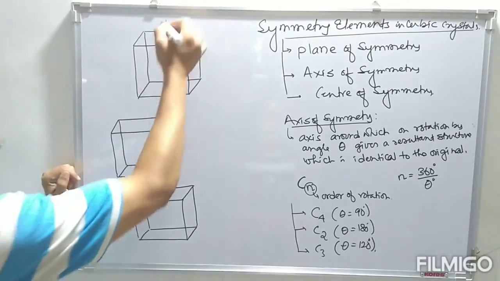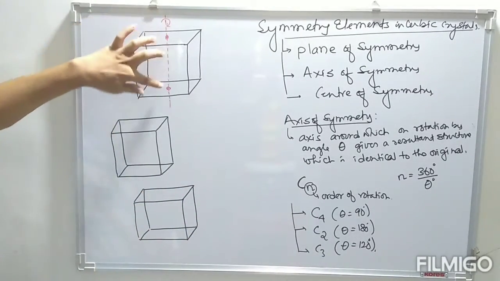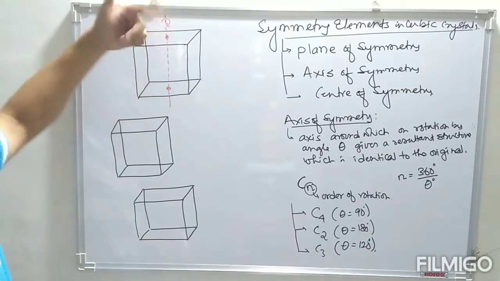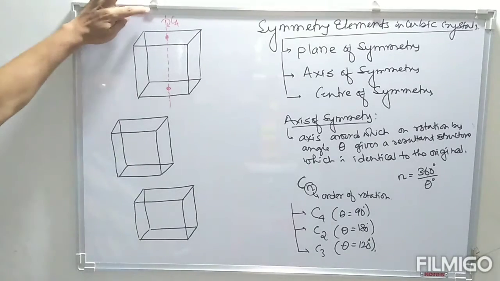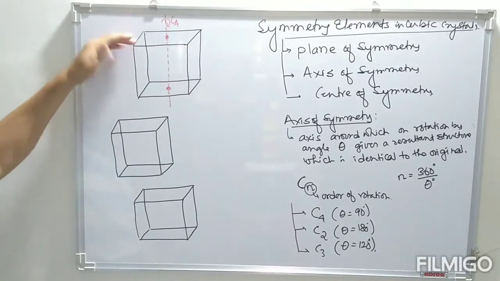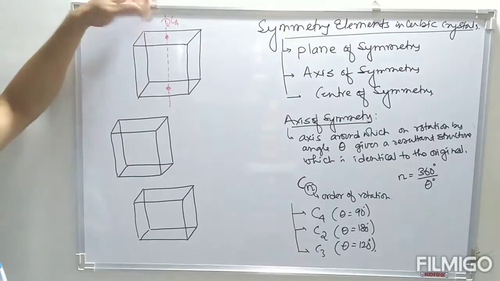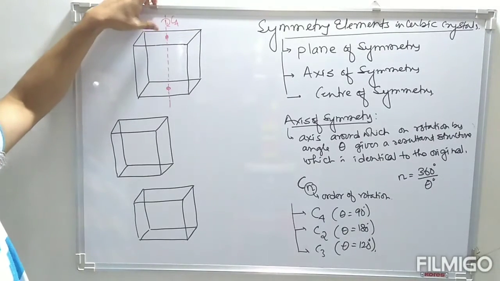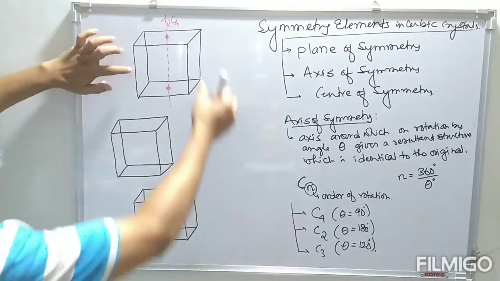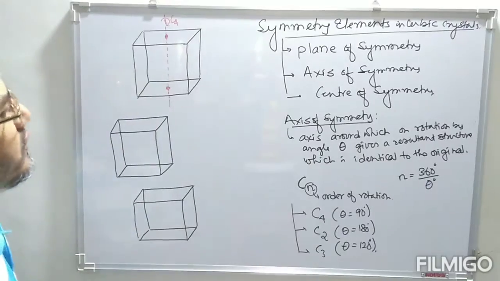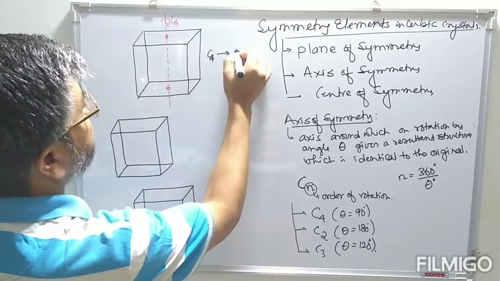Now we rotate around this axis by an angle of 90 degrees. This gives an identical structure which is exactly the same as the initial structure. The structure obtained after rotation and the structure before rotation are exactly identical. In a cube, we have 6 faces, so we have an axis passing through the centers of two opposite faces. How many C4 axes do we have? 1, 2 and 3. So the total number of C4 axes in a cube is 3.